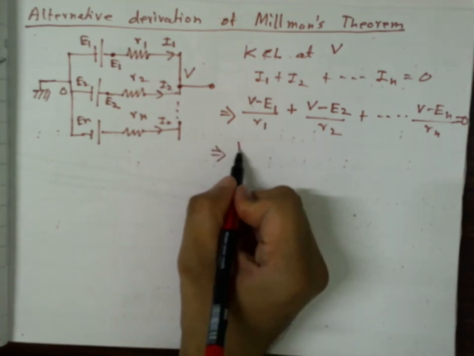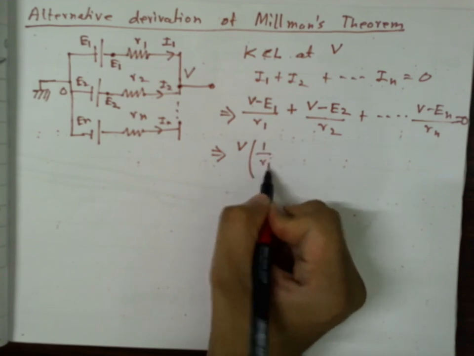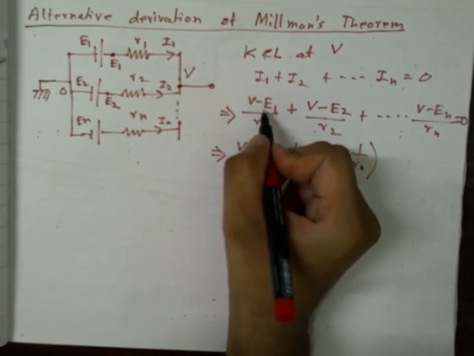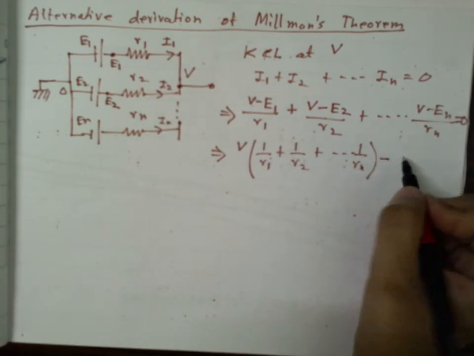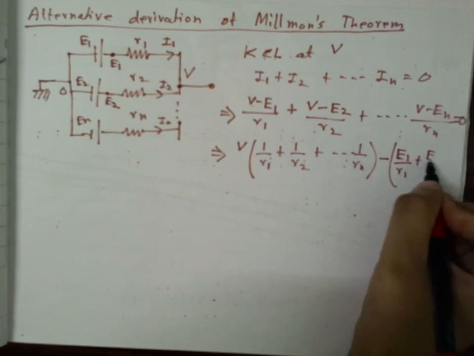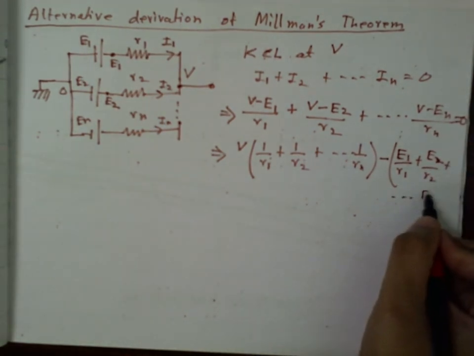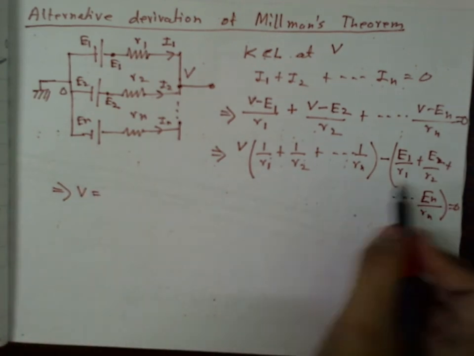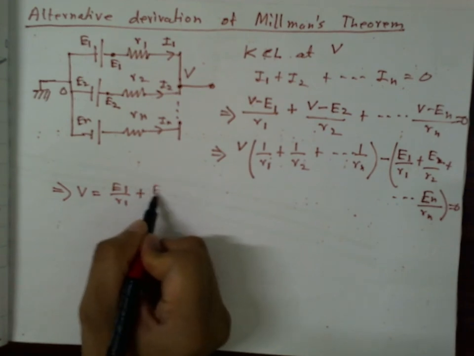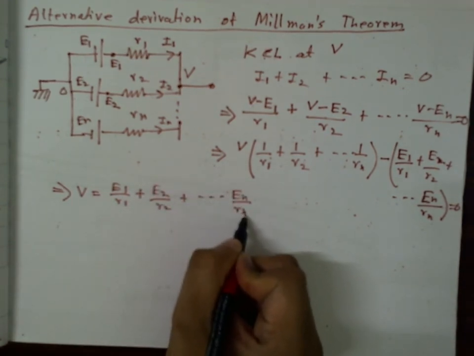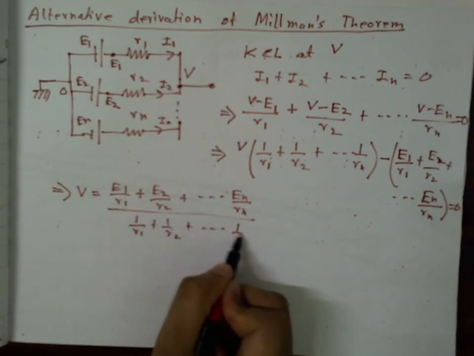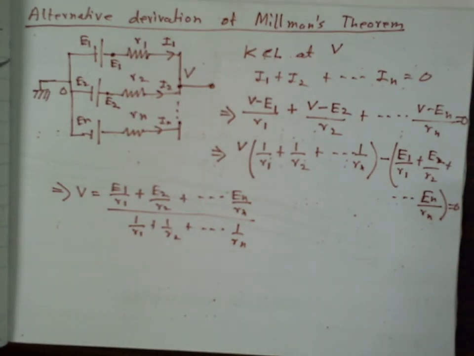Now this implies that if I take V as common, I have 1 by R1 plus 1 by R2 plus up to 1 by Rn. Then, taking the minus common for all other terms, I have E1 by R1 plus E2 by R2 plus En by Rn, this is equal to 0. Which implies that V is equal to E1 by R1 plus E2 by R2 plus up to En by Rn, divided by the coefficient of V, which is 1 by R1 plus 1 by R2 plus 1 by Rn. So we have derived Millman's theorem in a different manner using KCL or nodal analysis.